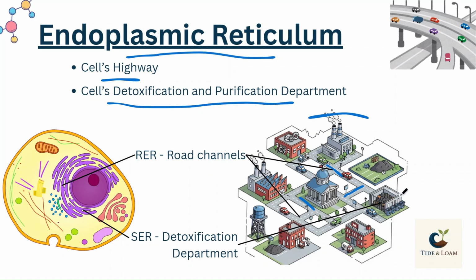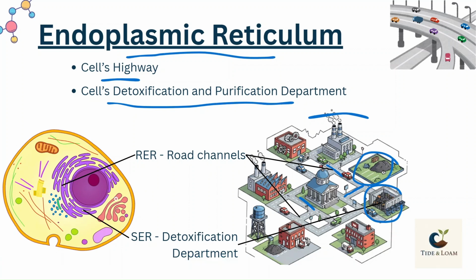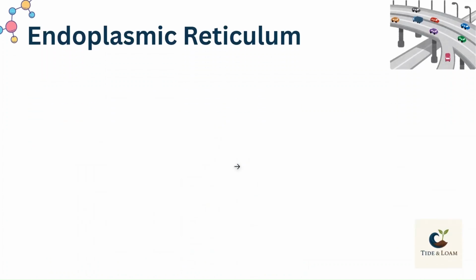The second thing is, as in city there is a detoxification and purification department जिसका काम है waste को dispose करना. इसी तरह सेल के अंदर जो harmful materials हैं, जो waste materials हैं, उनको dispose करना, this function is performed by endoplasmic reticulum. That is why it is called detoxification and purification department. So basically these are two functions endoplasmic reticulum serves as. Now let's study its composition, structure and function in detail.